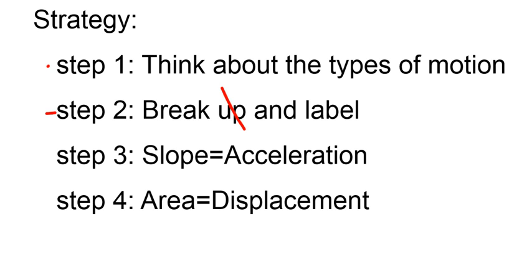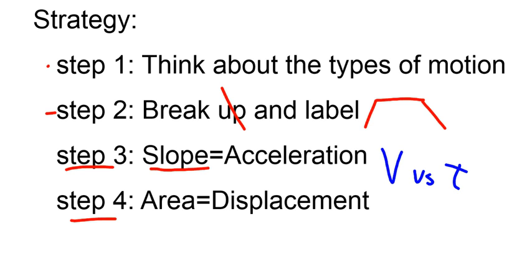After I've done that, step two, I like to break up and label the problem. If there is a graph where it's doing a bunch of things, going up, down, left, right, I like to break it up into a bunch of little pieces and then examine one piece at a time. Then steps three and four, the big facts of a velocity versus time graph are that the slope of the graph corresponds to the acceleration, and the area between the graph and the time axis corresponds to the displacement of an object.